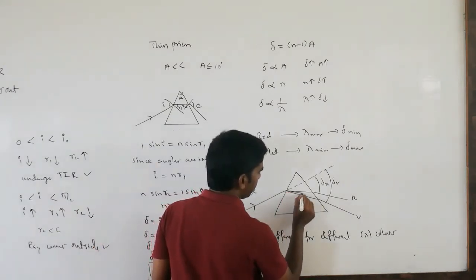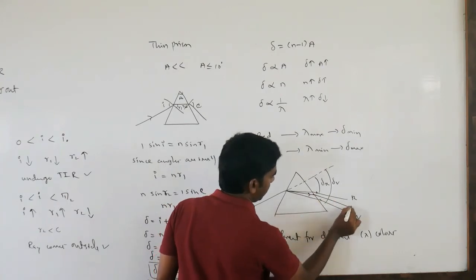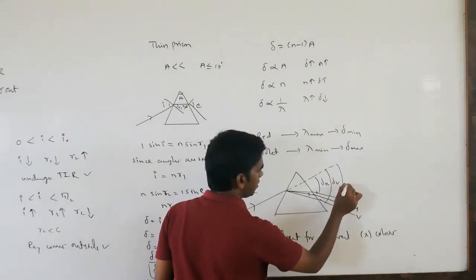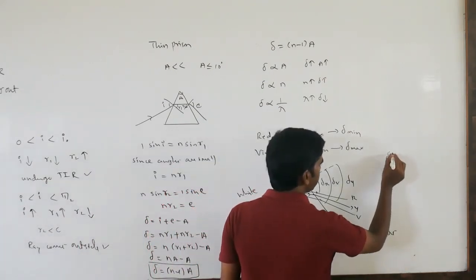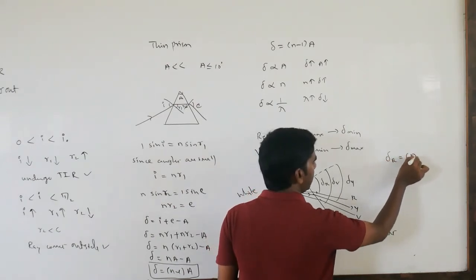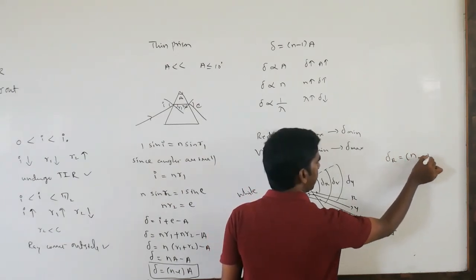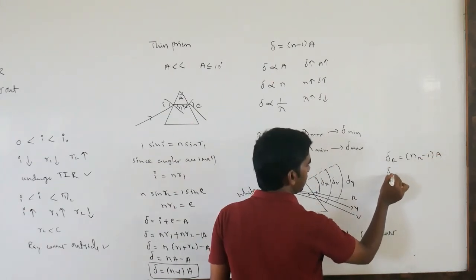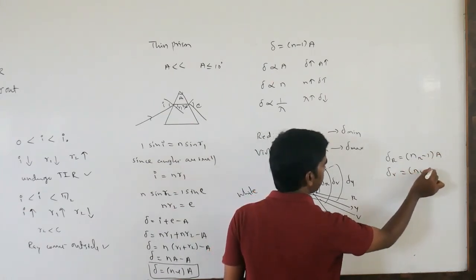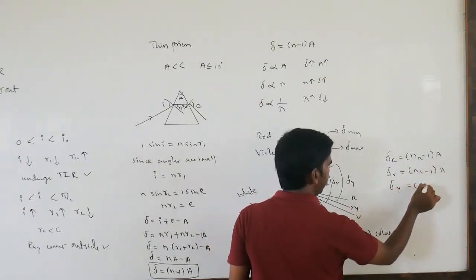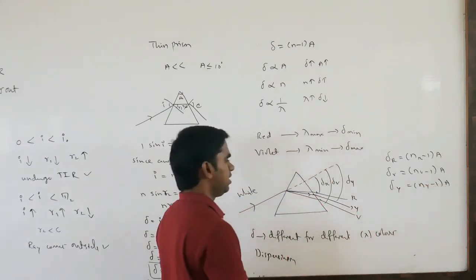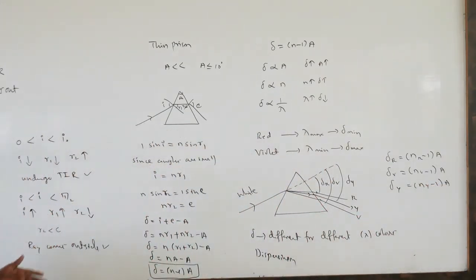In between, other colors will also come. This I can take as yellow color. So this is the deviation for yellow light. What you can write for the deviation: deviation for red is (refractive index for red - 1) into angle of prism. Deviation for violet is (refractive index for violet - 1) into angle of prism. Deviation for yellow is (refractive index for yellow - 1) into angle of the prism. So this is how the deviation depends on the wavelength, or how it changes with the colors.